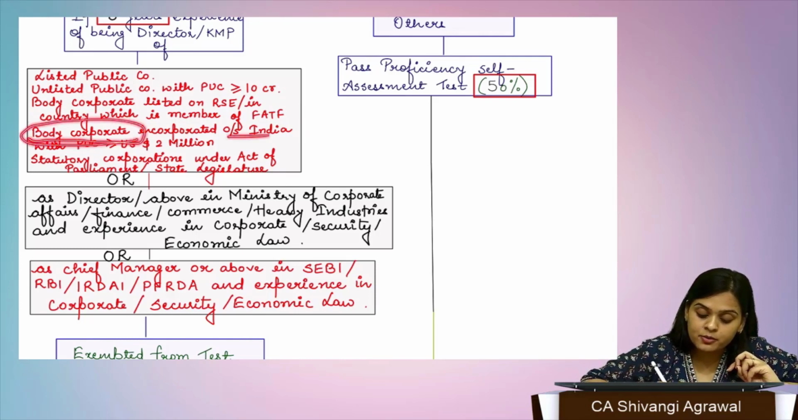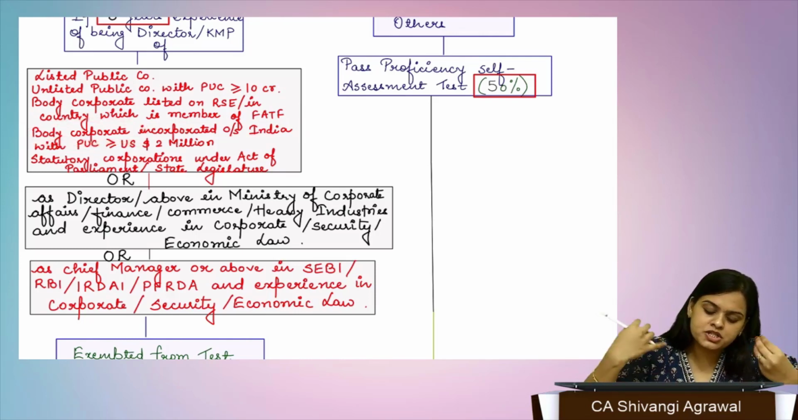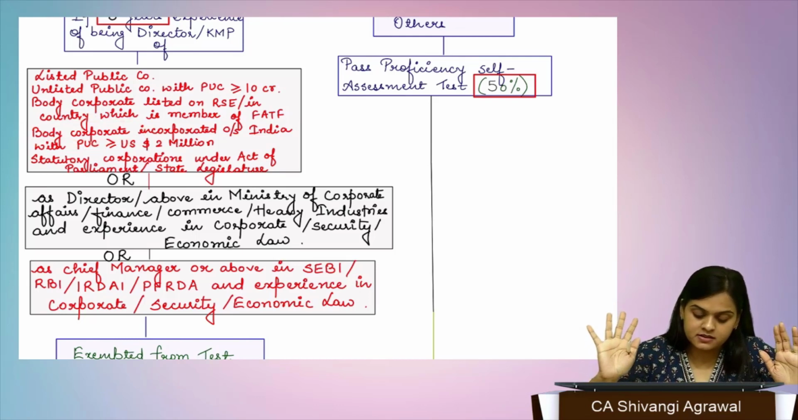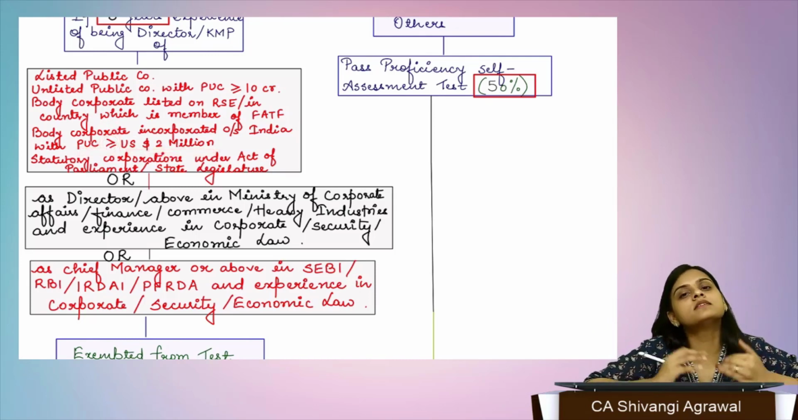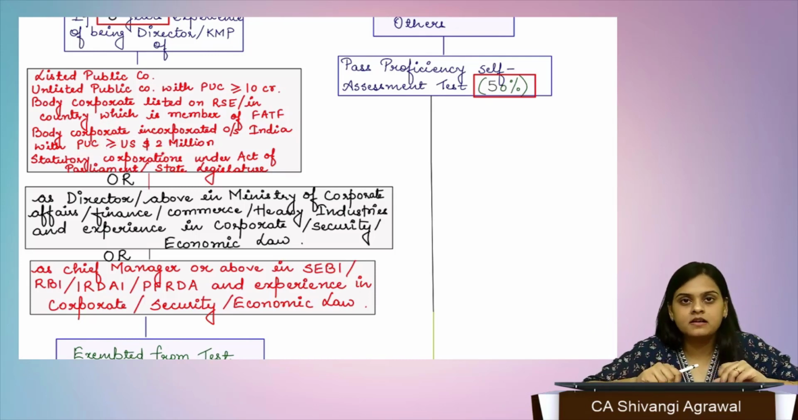If there is a body corporate which is not in India, which is not even FATF compliant, in a country which is not even FATF compliant, but its paid up capital is more than or equal to $2 million, then also you are exempted from the test.